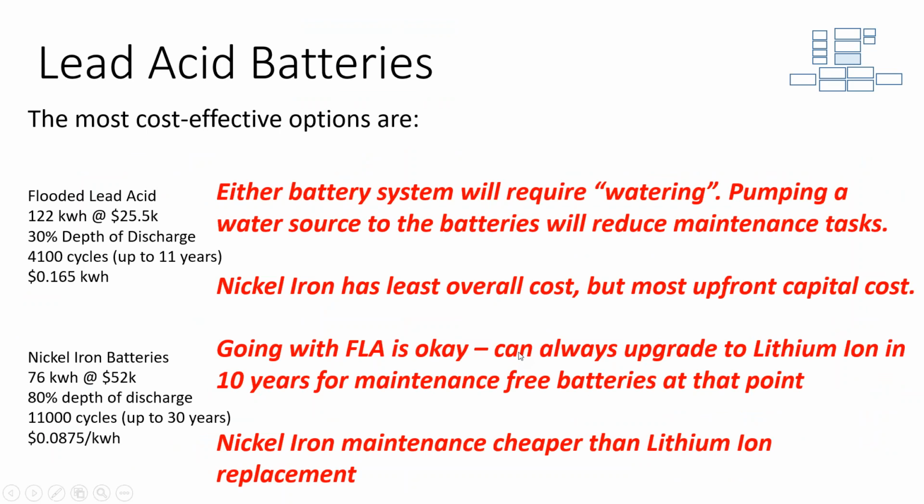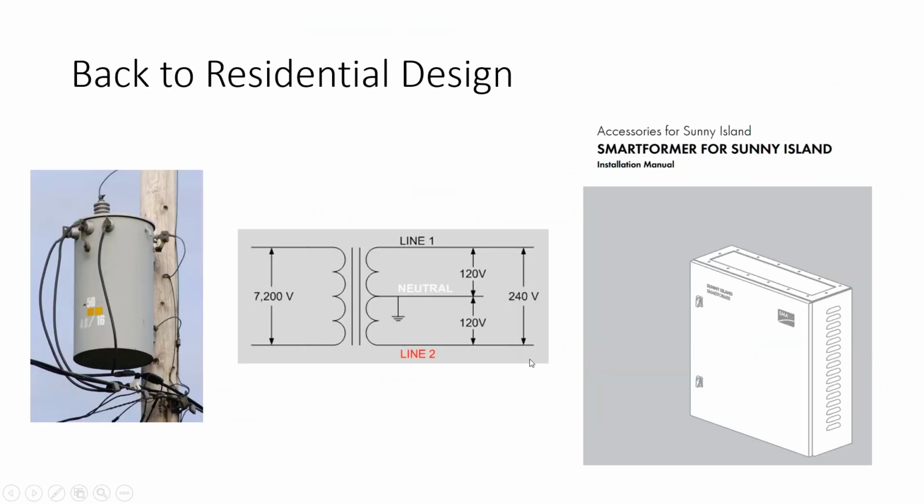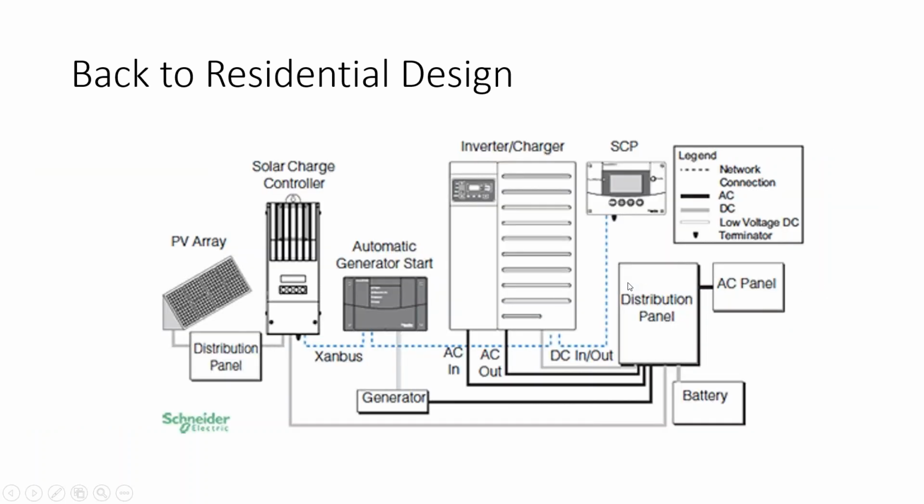We already talked about this stuff. We didn't go with the nickel iron because the upfront capital was too much. We talked about how you need to check your inverter. One problem with the SMA product, the Sunny Island, is that it's 120 volt output. So sometimes on these off-grid inverters, you have to get a transformer for them. And sample line diagrams.